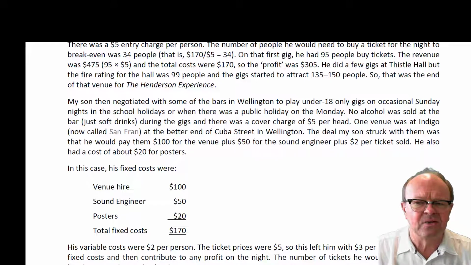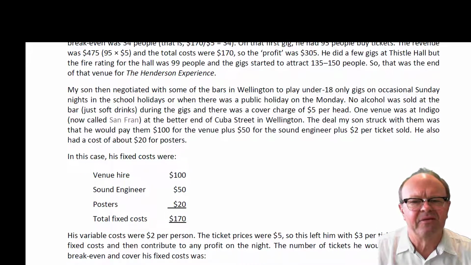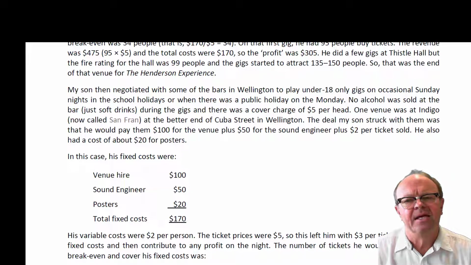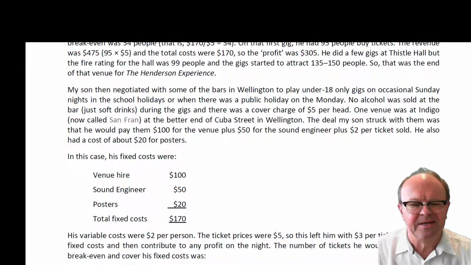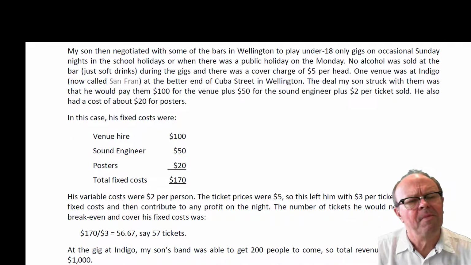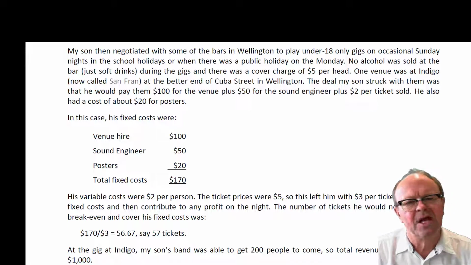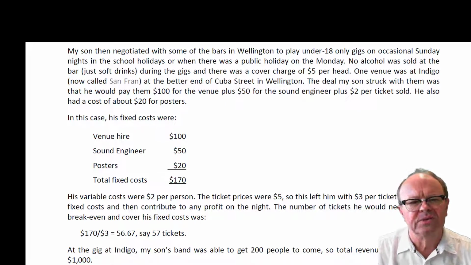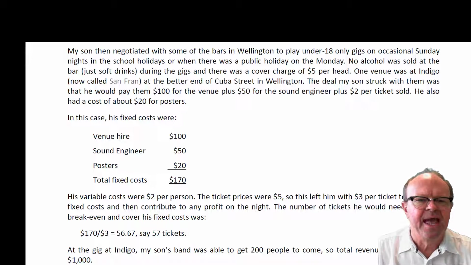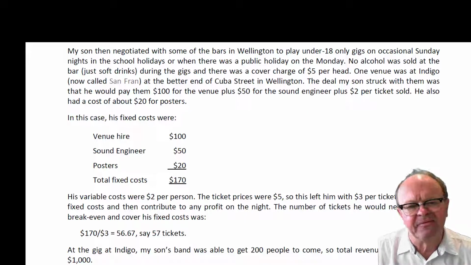He did a few gigs at Thistle Hall, but the fire rating for the hall was 99 people, and the gig started to attract 135 to 150 people. So that was the end of that venue for the Henderson Experience. My son then negotiated with some of the bars in Wellington to play under 18 only gigs on occasional Sunday nights in the school holidays, or when there was a public holiday on the Monday. No alcohol was sold at the bar, just soft drinks during the gigs, and there was a cover charge of $5 per head. One venue was at Indigo, now called San Fran, at the better end of Cuba Street in Wellington.